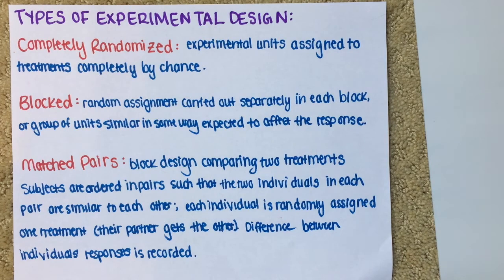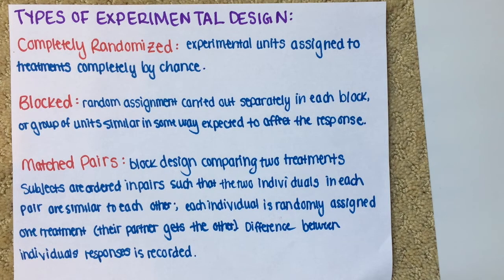So now let's move into types of experimental design. The first kind of experimental design is a completely randomized design, and this is when experimental units are assigned to treatments completely by chance. The next kind of experimental design is a block design. So this is when random assignment is carried out separately in each block, or groups of individuals similar in some way that will affect the response.